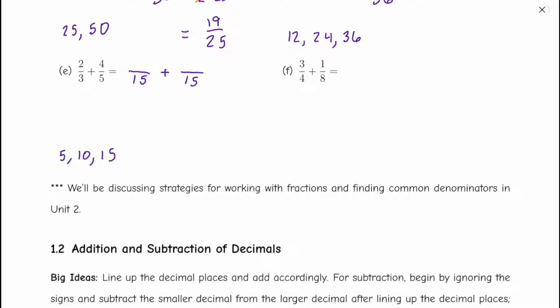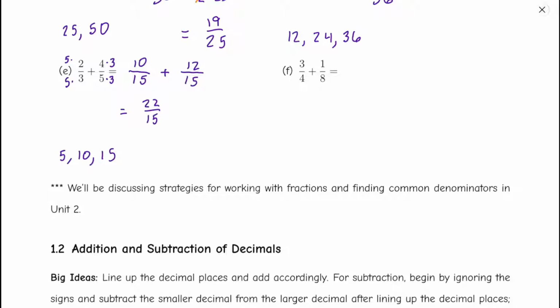So 3 times what is 15? 5. So I need to go 5 times 2, which is 10. And 5 times what is 15? Well, 3. So 5 times 3. So 4 times 3 is 12. So we get 22 over 15. And there we go. They have no factors in common, but the numerator is bigger than the denominator, so this could be rewritten as a mixed number. We'll leave it as an improper fraction right now.